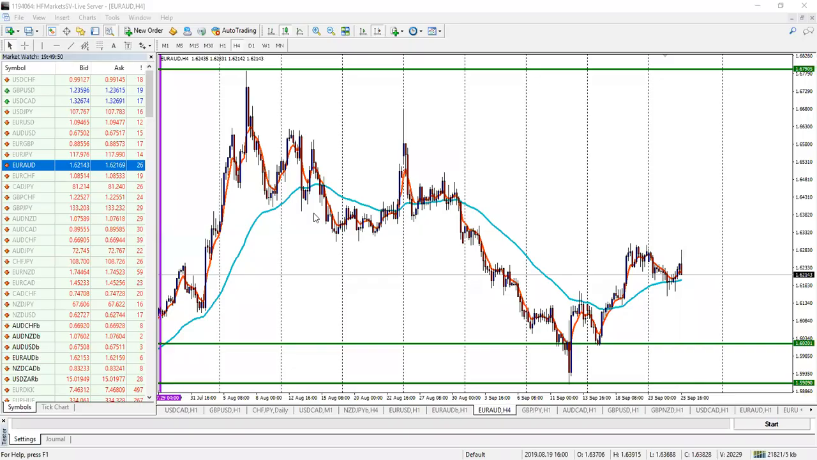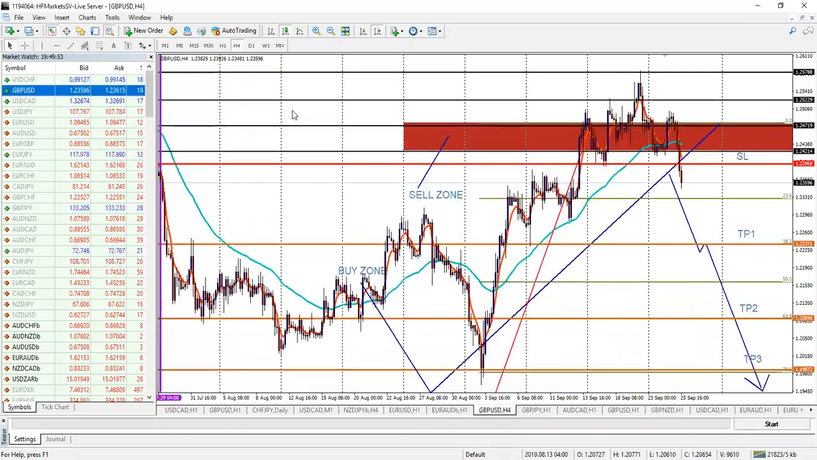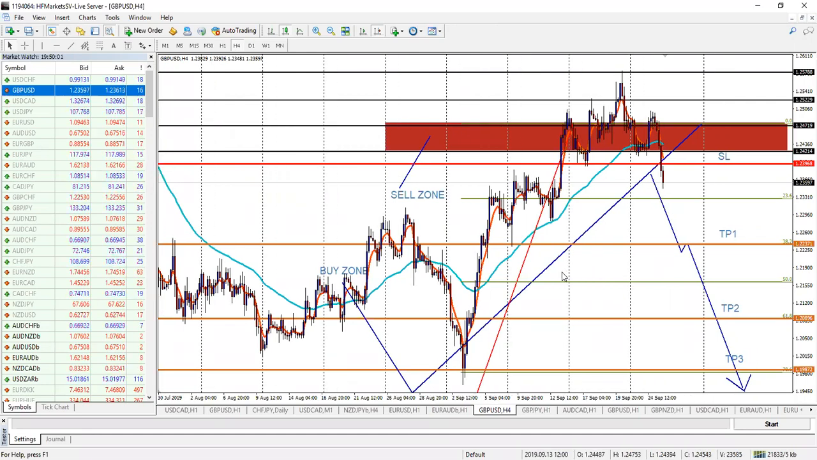Now, let me take some more examples here. Take a look at GBP USD. Guys, take a look at the GBP USD. You see, of course, GBP USD, it was an opportunity that you guys should have taken.